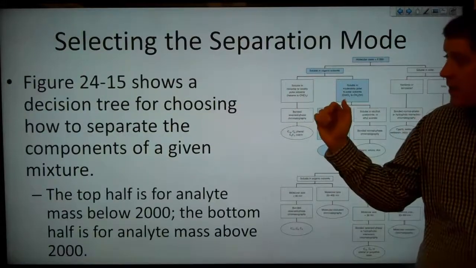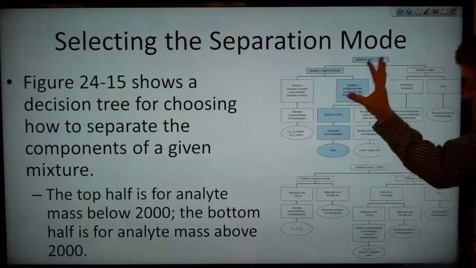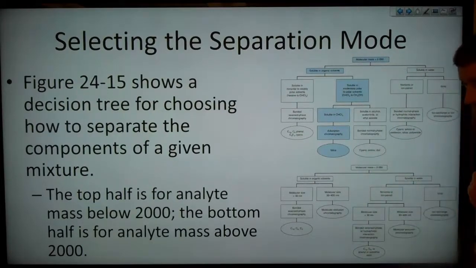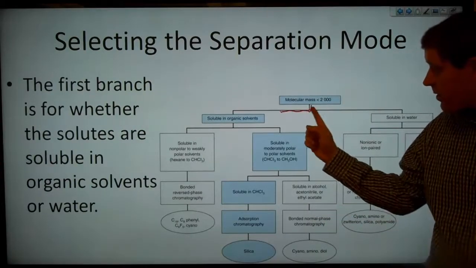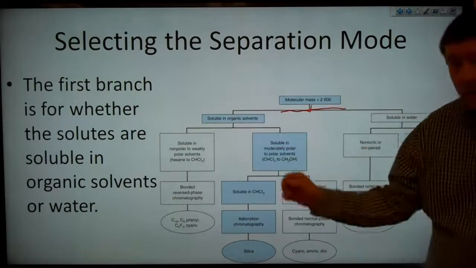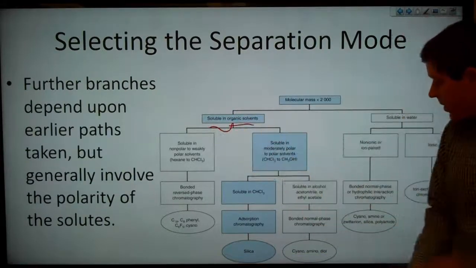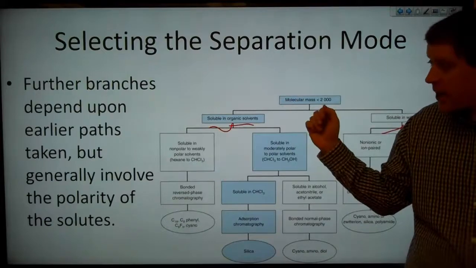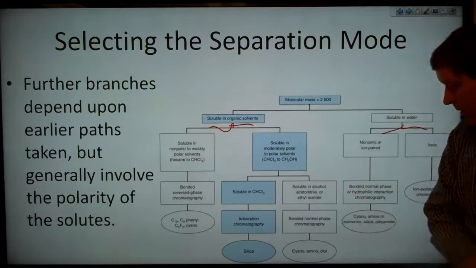So figure 24-15 shows a decision tree for choosing how to separate the components of a given mixture. The top half here is for analyte mass below 2000, and the bottom is for analyte mass above 2000. And here we've zoomed in just on the top. That first branch, so whether we're going this way or that way, is for whether the solutes are soluble in organic solvents over here or water over there. And then further branches, so this branch here or this branch there, depend upon the earlier paths taken, but generally involve the polarity of the solutes. So that's this branch here and that branch there.